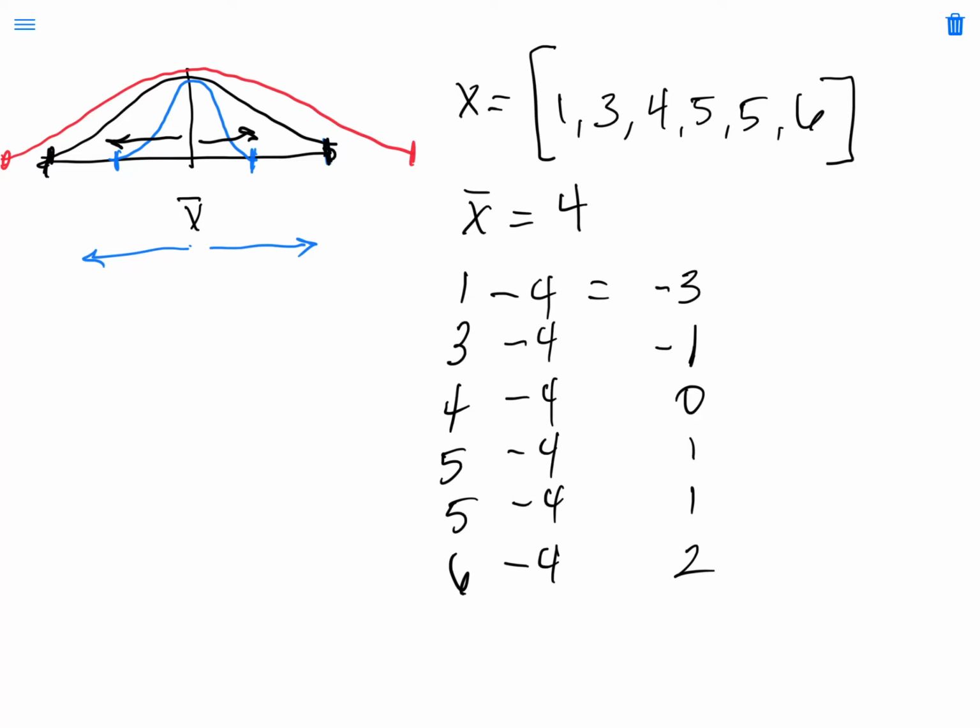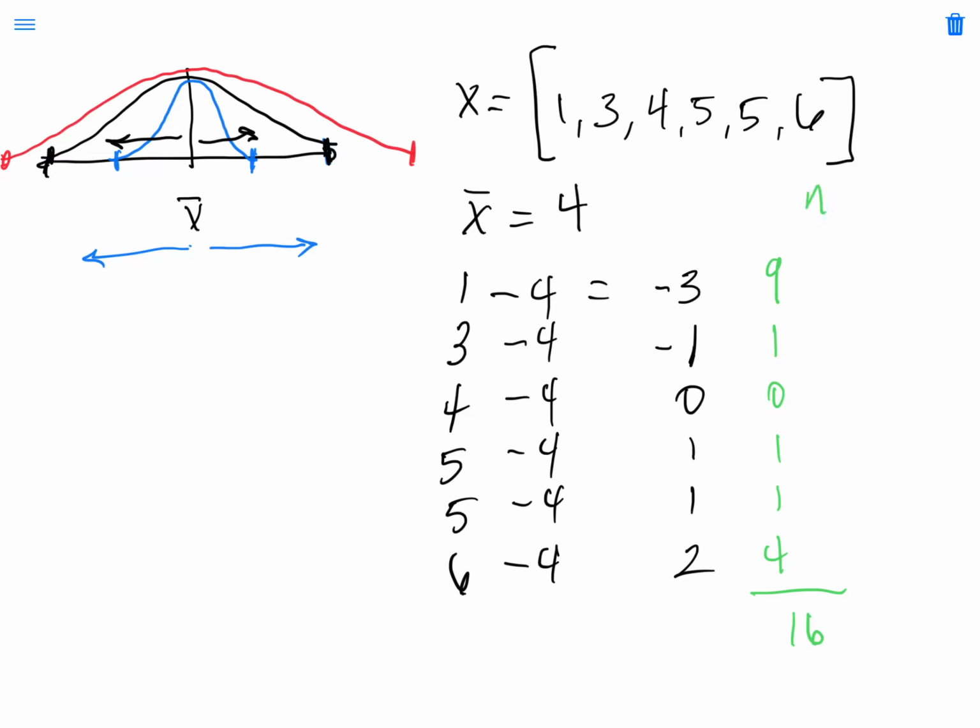So we need to get rid of the sign. And the way we're going to do that is by squaring them. But -3 squared is 9. -1 squared is 1, 0, 1, 1, and 4. Okay, so now I have values that I can add up. 10, that becomes 16. And so now I have some measure of how far the distance really is.